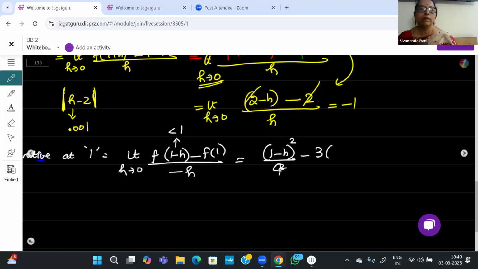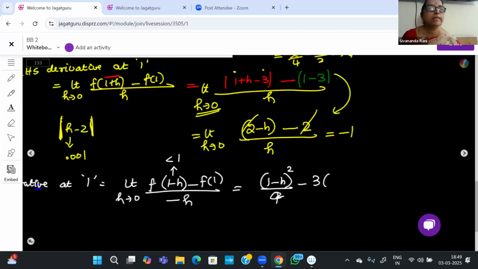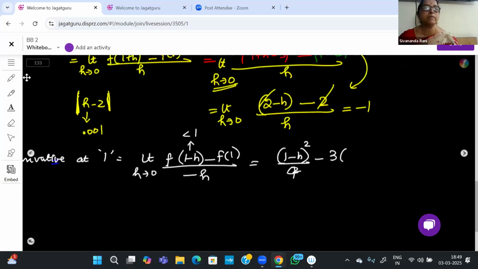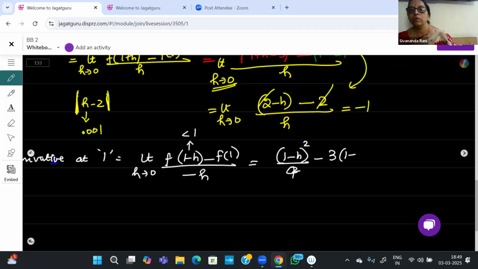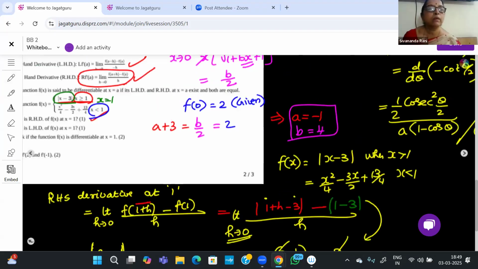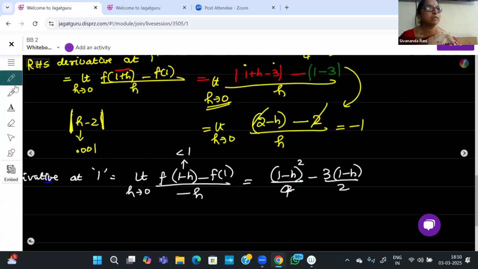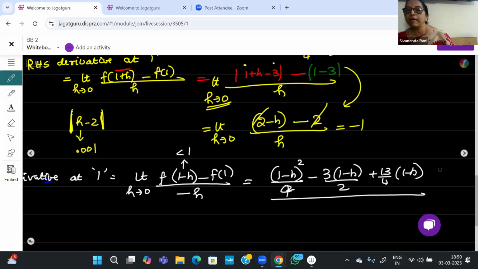4. x square by 4, correct? Minus 3x by 2. Minus 3x by 2. And then plus 13 by 4x, correct? Plus 13 by 4x. See, all the limits are very simple to evaluate. Don't worry. Okay. Minus f of 1.